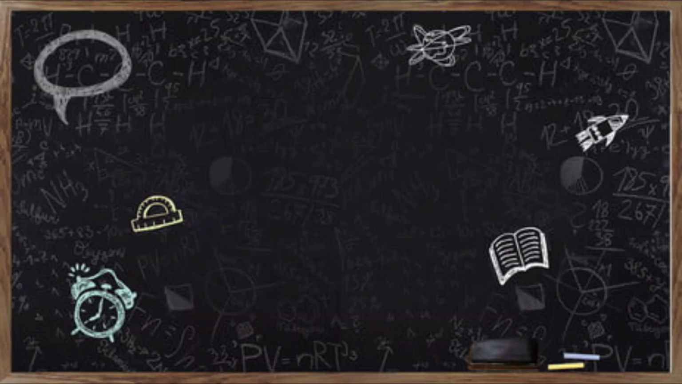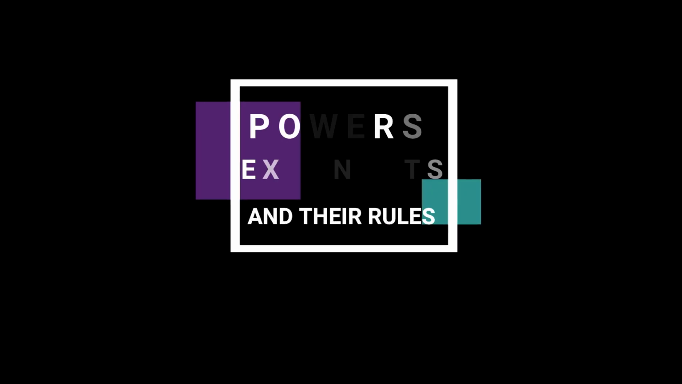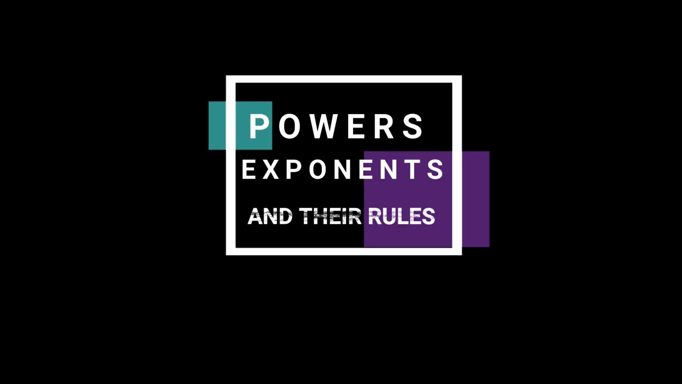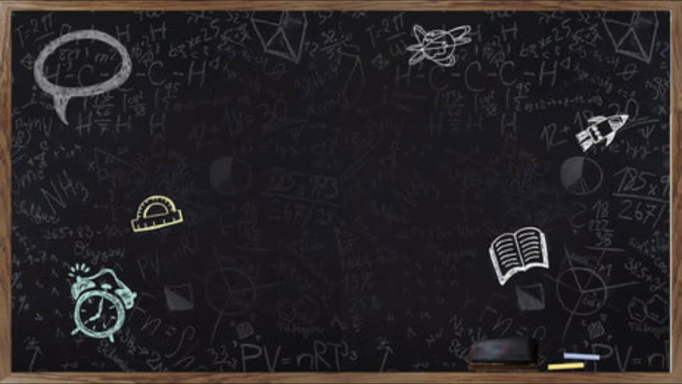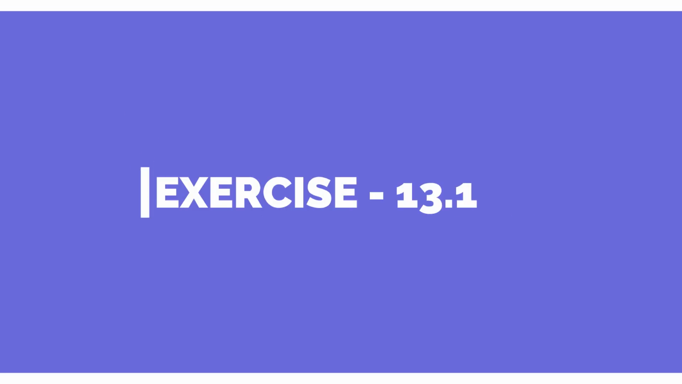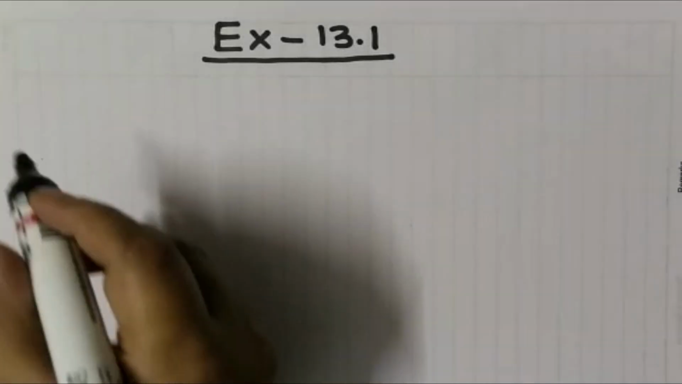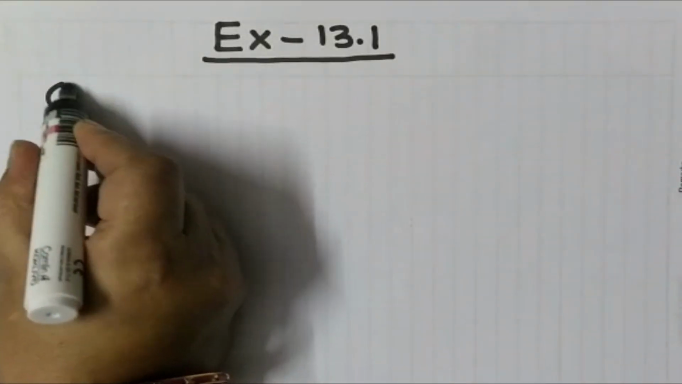In this chapter we will learn about powers, exponents and their rules. The multiplication of a number by itself several times can be expressed in the same notation. This is known as exponent. To understand this, come to exercise 13.1. Let's see question number 1, A part.